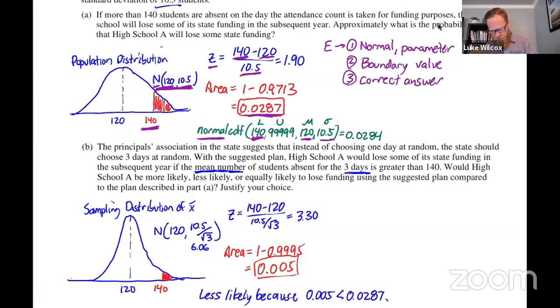And either the answer from table A or the answer from the calculator would be acceptable as a correct answer. All 3 components get you an E for this one. For a partial, you got 2 of the 3 components.